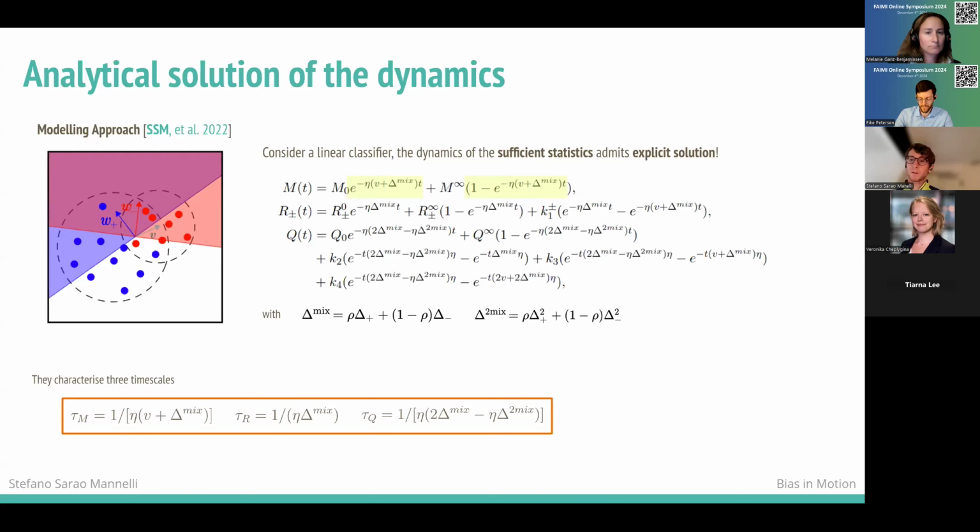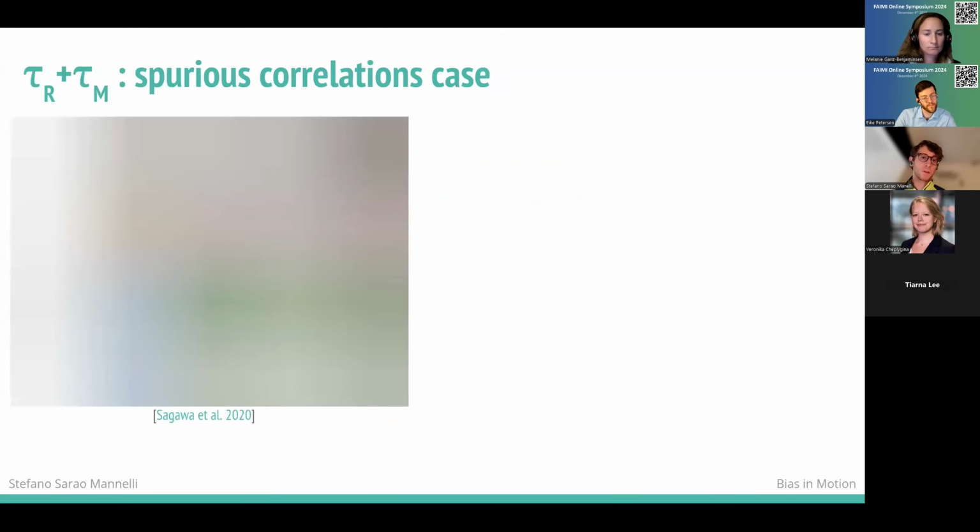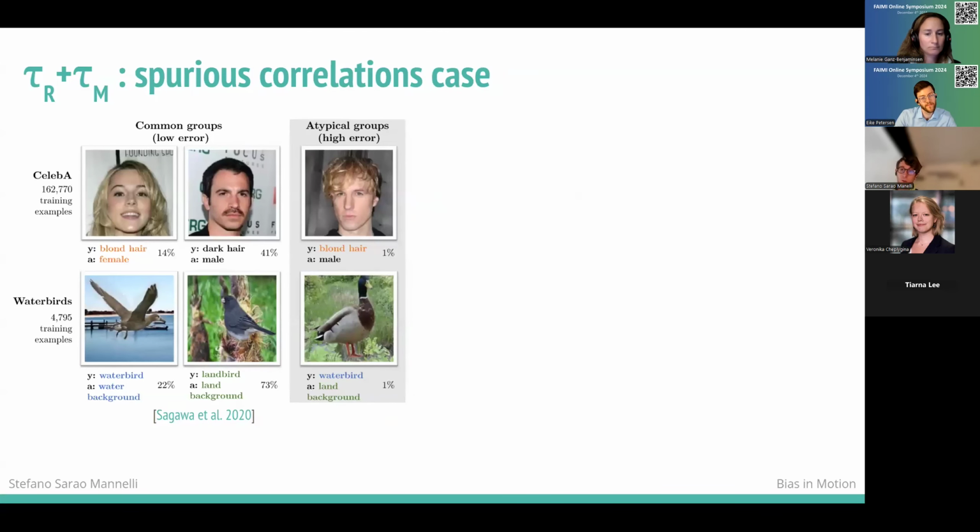And in the next three slides, I will try to single out their effect during the training dynamics. So we'll start with tau R and tau M, and they are very much connected with the spurious correlations. Well, spurious correlation, I think, is something that we are all familiar with, especially since we have some example of spurious correlation from the previous talk, where these elements in the corner of the image were spuriously correlated with what you wanted to predict, and the classifier was relying on those.